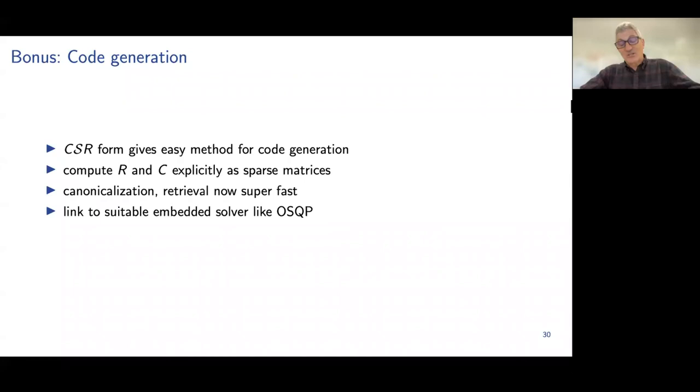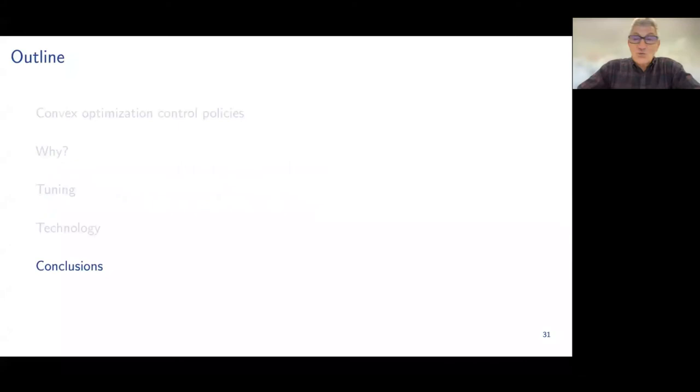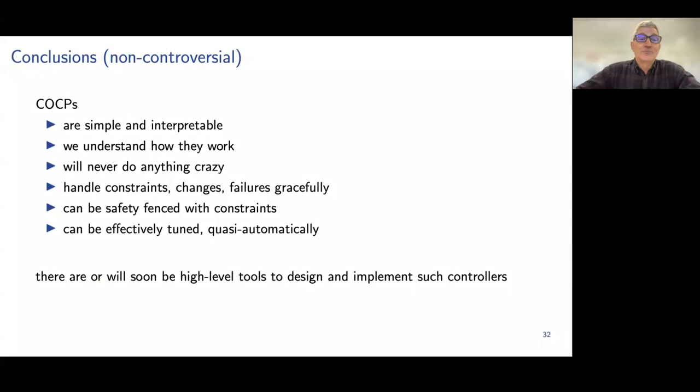Okay. So I'm going to finish up with some conclusions, which is going to leave us a bunch of time for discussion, I think. So I'll start with the simple ones, right? My claim is COCPs are simple and interpretable. We know how they work. They don't do anything crazy. If you do MPC, it's not going to do anything stupid. It just cannot. It's going to handle constraints, changes, failures gracefully.